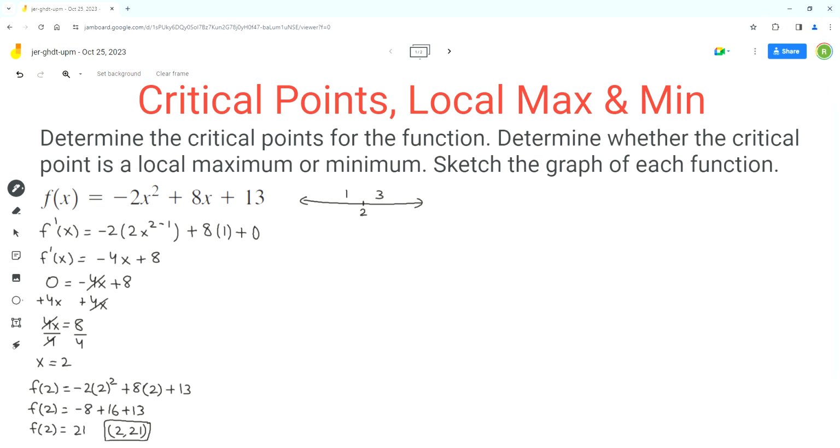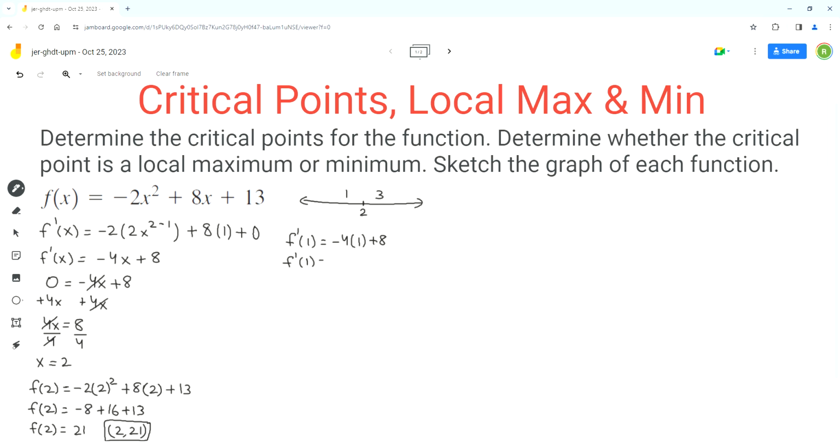So we have to sub in these test values in f prime of x to find the sign of f prime of x on both sides of this critical number. So if f prime of x is less than 0, that means the function is decreasing on that side of the critical number. And if f prime of x is greater than 0, that means the function is increasing on that interval. So let's start with the test value 1. So f prime of 1 is equal to negative 4 times 1 plus 8.